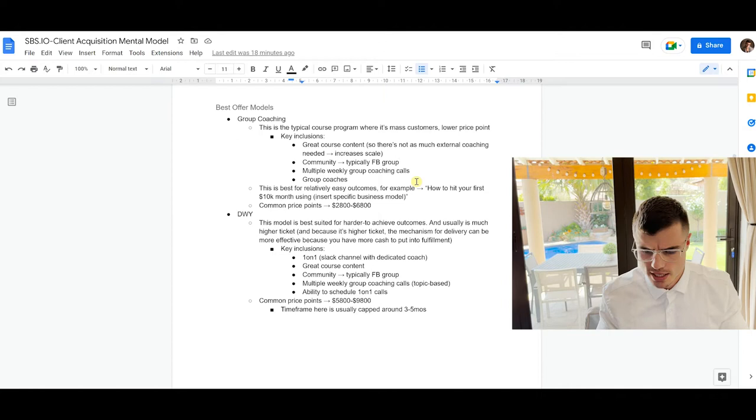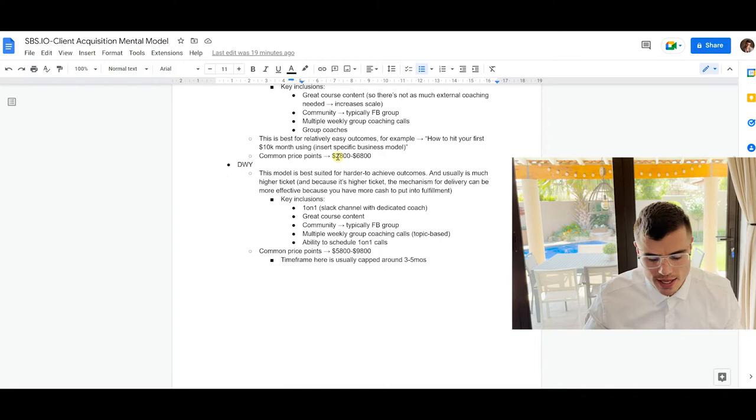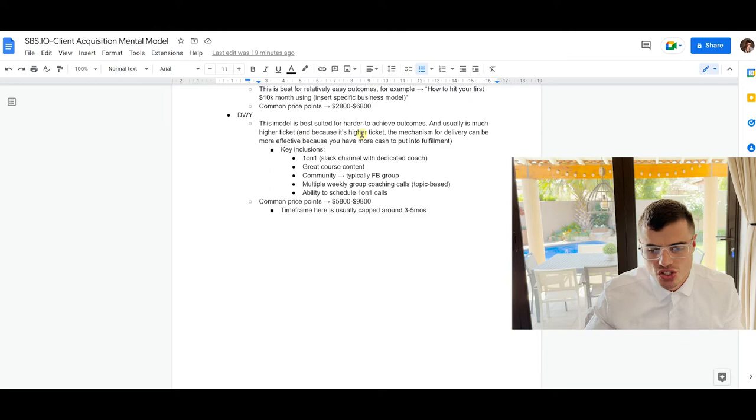So the best for a relatively easy outcome, for example, is how to hit your first 10K month using a specific business model, right? A common price point for this is anywhere between 2,000, 2,500. I put 2,800 here, but this could be 2,500 to around 6,800, right? Now we're done with you. This model is best suited for harder to achieve outcomes. And usually it's much higher ticket, right? And because it's higher ticket, the mechanism for delivery can be more effective because you have more cash to put into the fulfillment.